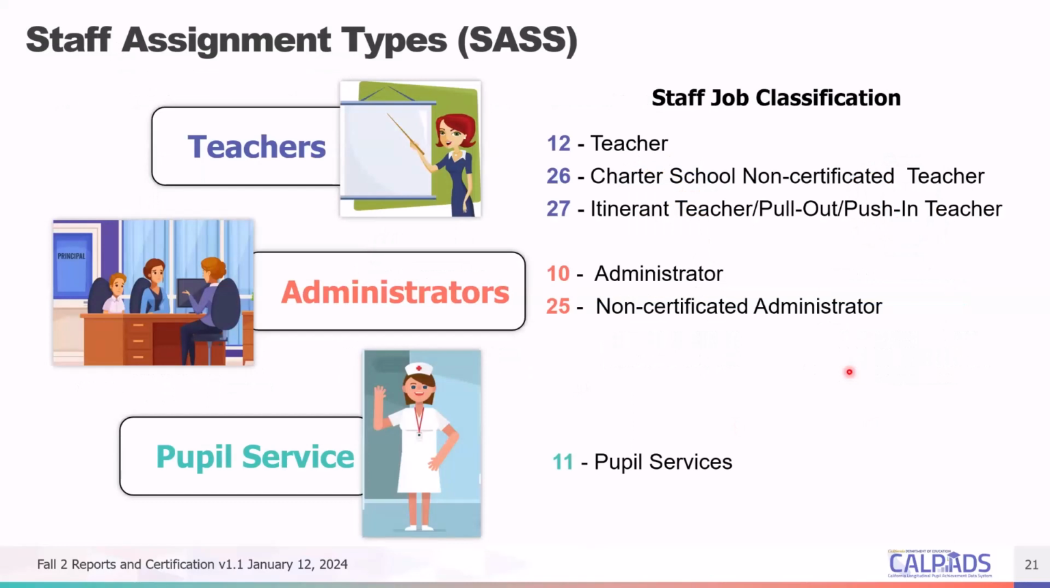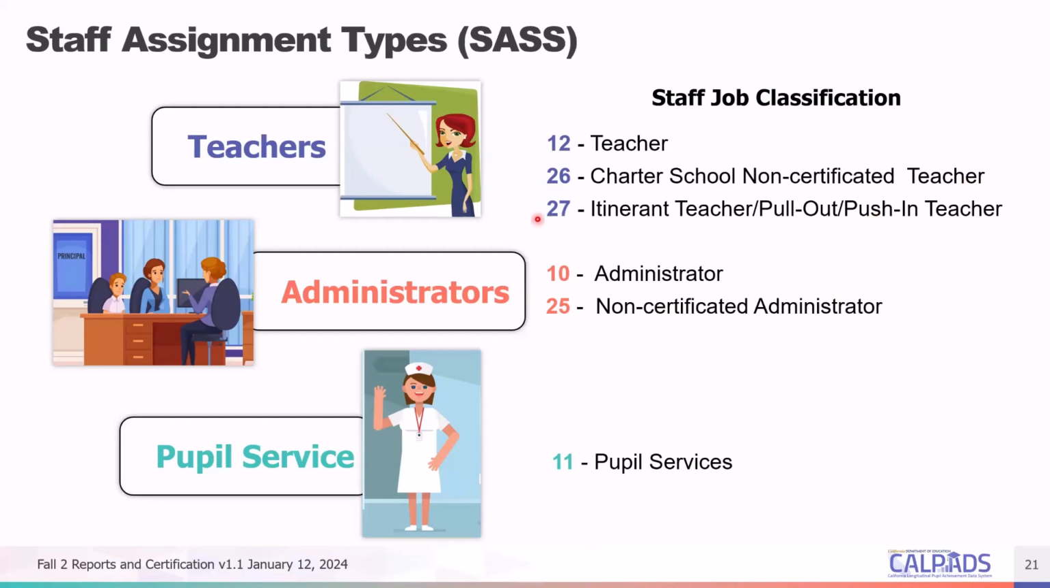All right. So with regards to the staff job classification, as we know in general, we have the credentials as either a teacher, an admin, or a pupil service. However, within that credentialed layer, there are multiple job classifications that break down those teachers and admins and pupil service. So for teachers, you may report a teacher as a 12, which is a regular credentialed teacher, or a 26, which is a charter school non-certificated teacher. So these are your charter school teachers who have not acquired a credential yet, but they acquired a certificate of clearance and were generated a SEID.